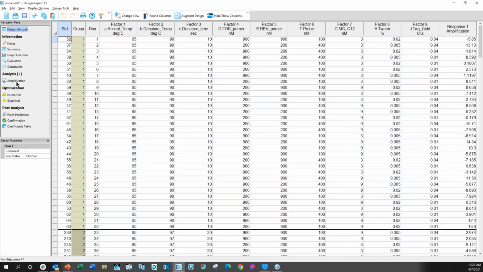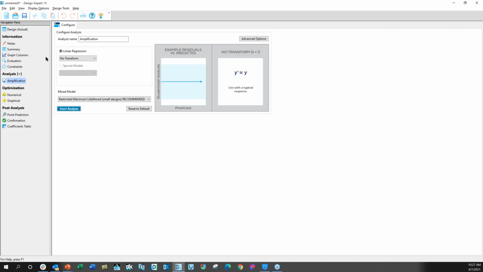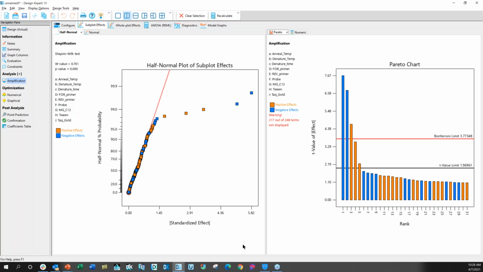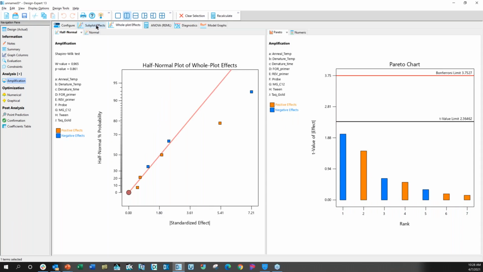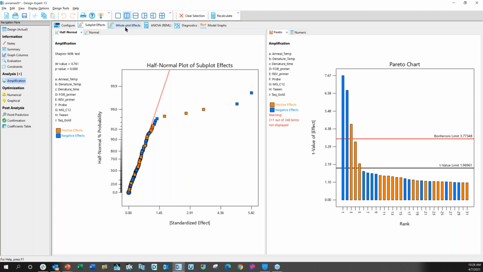Okay, so I put the analysis in there. So we go down to amplification. Okay, method we're going to use is restricted maximum likelihood. Okay, that's our only choice for a split plot. And what that refers to is this fact that we're going to try and divide the error up into two groups. And we're going to do that in the way that makes the most sense based on the data. And that's what maximum likelihood means. It's what makes the most sense based on the data we have. Okay, so I'm going to start the analysis. You know, this looks pretty much like any other factorial, except I've got two different plots, one for the subplots, one for the whole plots.